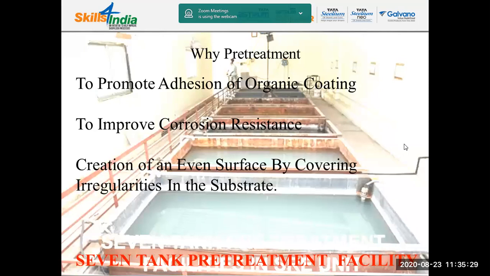So first we will understand why treatment is required. Pre-treatment is required before powder coating or any paint to promote adhesion of the organic coating, to improve corrosion resistance, and to create an even surface by covering irregularities in the substrate.